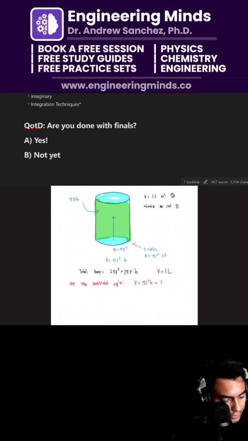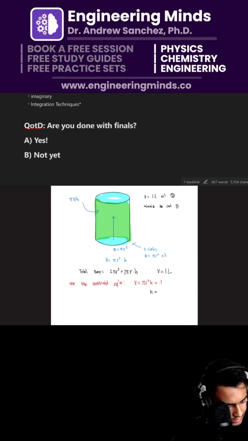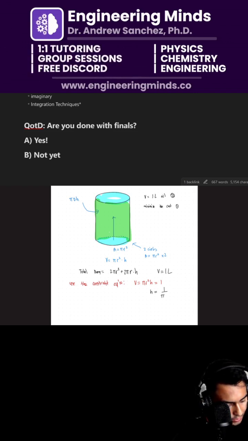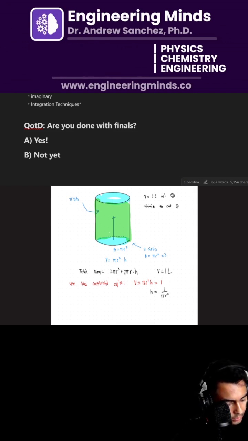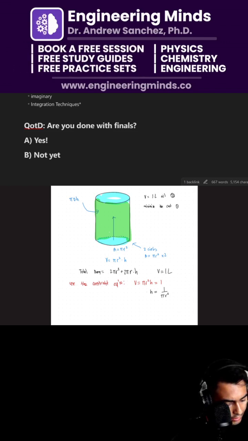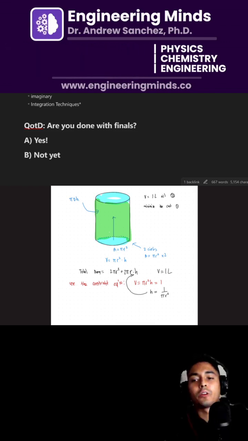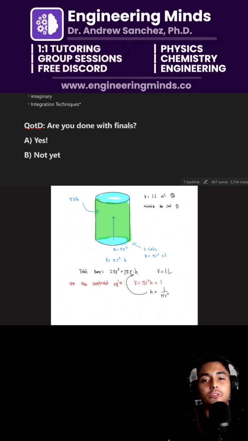Suppose I want to solve for h here. And I solve h equals 1 over pi r squared. Now I plug this guy into h. Aha, now I reduce the degrees of freedom.